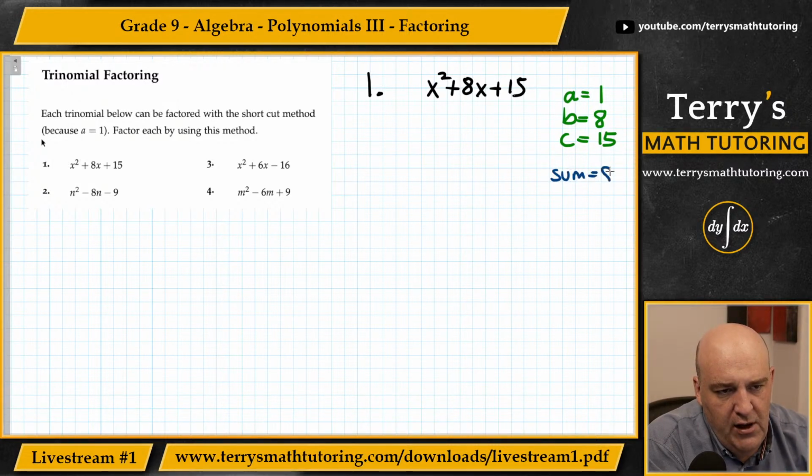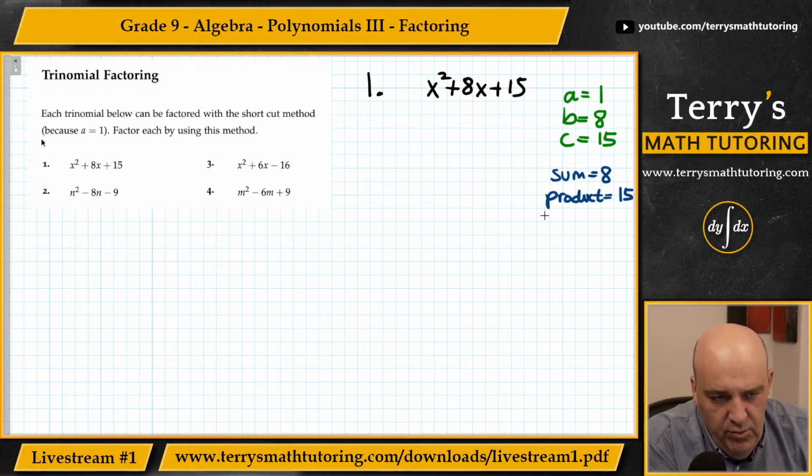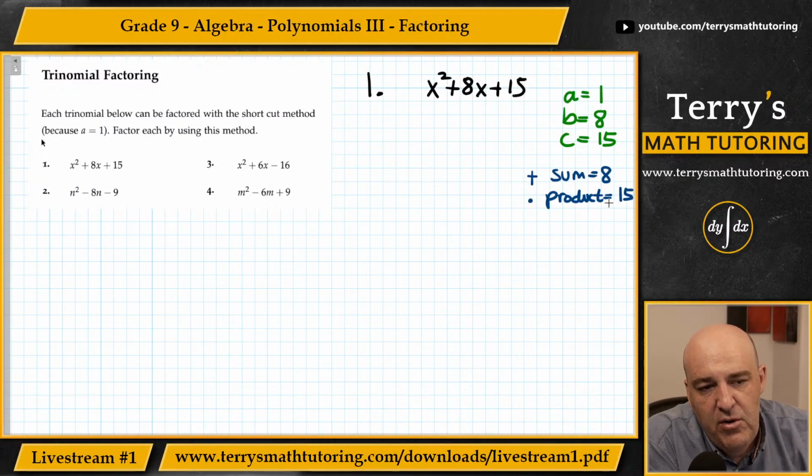So the product is whatever A multiplied by C is. In that case, it's 1 times 15, which is 15. So you need to think about this. We have to find 2 numbers that multiply to 15. Sorry, they have to add up to 8. That's what sum means. And product is multiply, right? They have to multiply to 15 and add up to 8.